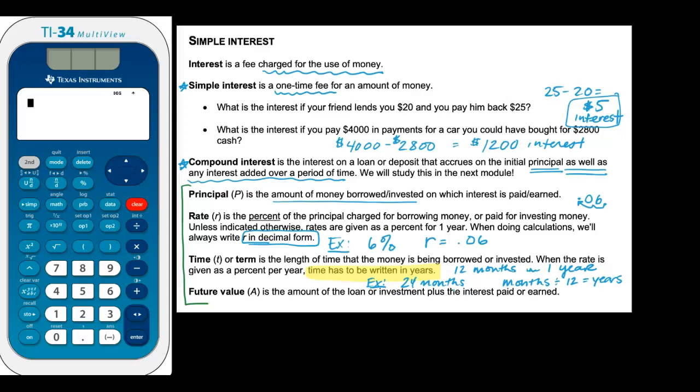And then lastly, future value, that's always uppercase A. It's the amount of the loan or investment plus the interest that's paid or earned. Basically, it's the total value in the end. If we go up to this car payment example, the $4,000 would be the future value because in the end, that's the total that this person paid for the car, assuming they didn't pay anything extra like a down payment, but that's for another problem. So let's go ahead and jump into the simple interest formulas.